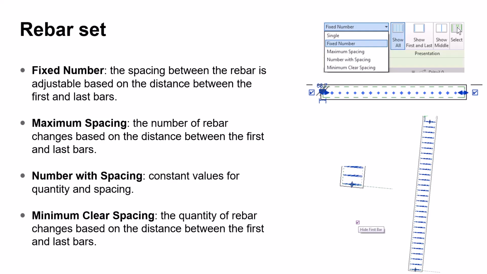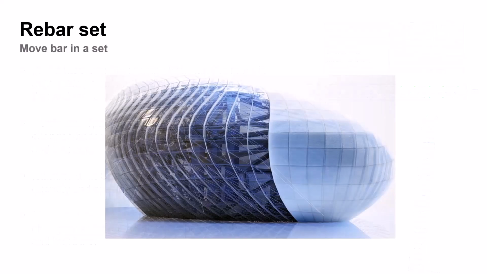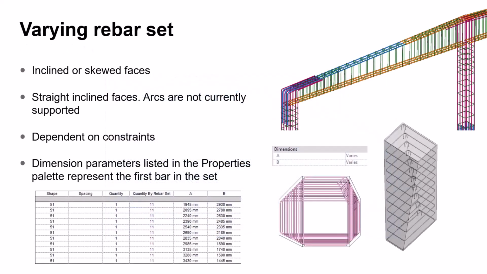Rebar sets make placing multiple bars easy and flexible, so you can define them with a fixed number where spacing adjusts automatically, or with maximum spacing where the bar count adapts. If you need constant values, use a number with spacing, and when clearances are critical, minimum clear spacing ensures code-compliant gaps. So these options help model reinforcement quickly while staying accurate to design and standards. And here is a video where you can see it in a sample.